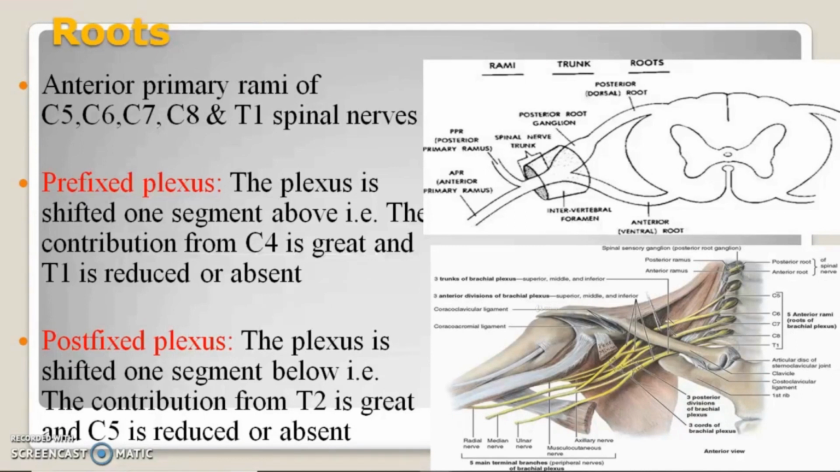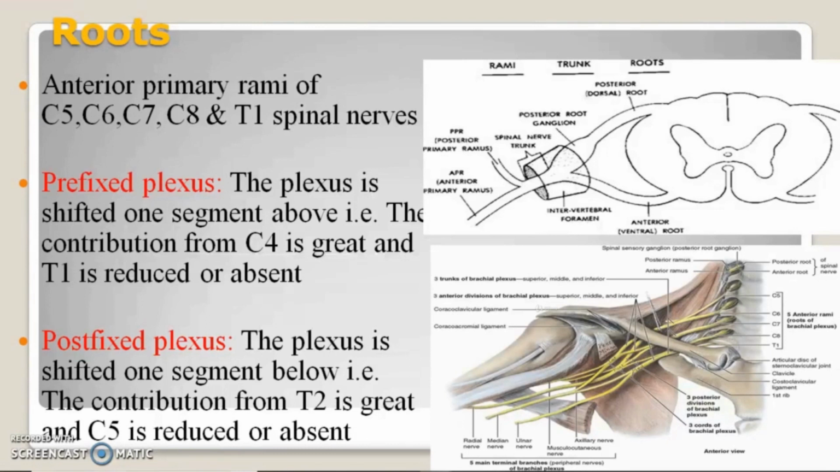In case of postfixed, what will happen? It will be having contribution coming from T2, from the lower level, and not from C5. So this is the difference between these two plexus, that is prefixed plexus and postfixed plexus. Prefixed in the sense contribution is made by C4 more than T1, and in postfixed plexus contribution is made more by T2 than C5.